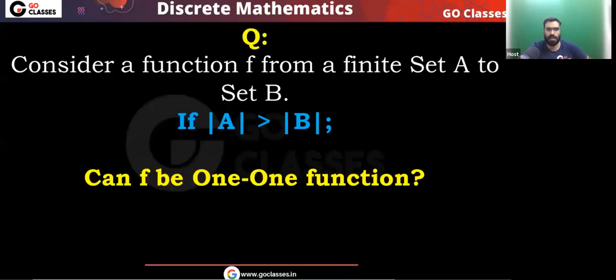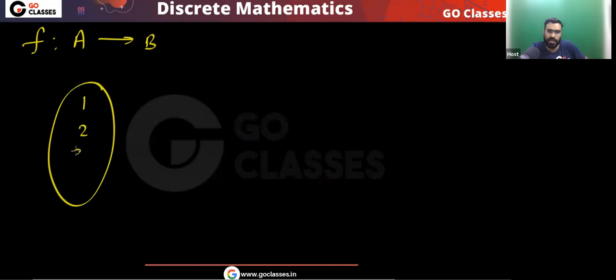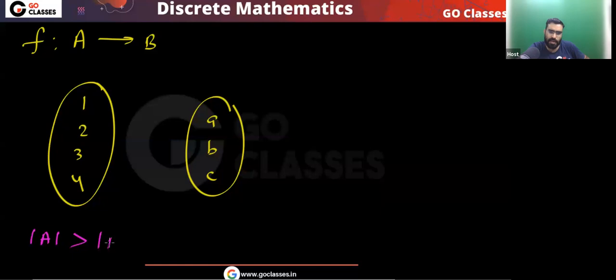Let's see this question. Consider a function from a finite set A to a finite set B, where the domain cardinality is more than the codomain cardinality. Is it possible that f can be one-to-one? For example, let's assume A has 4 elements, and B has 3 elements. You can easily notice that the cardinality of A is greater than the cardinality of B.